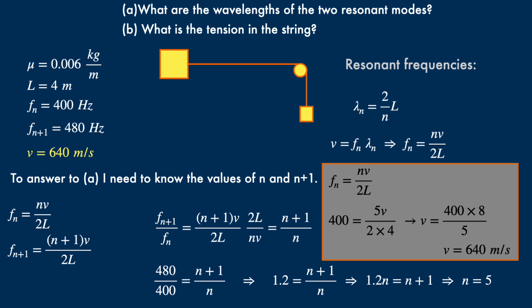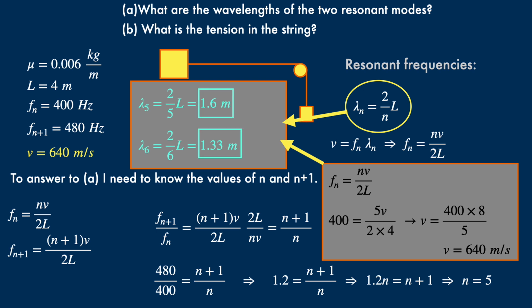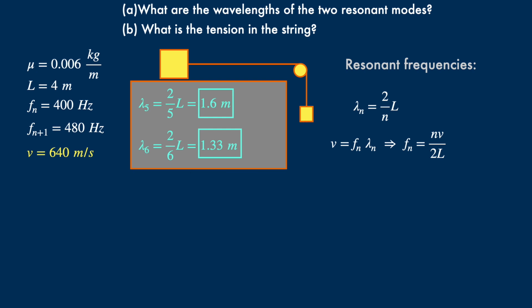With that in hand, now we can go back to the general expression of lambda, 2 divided by n multiplied by L, and then substitute n equals 5 and n equals 6. In this case, one is consecutive of the other one. For that, we get that one of the wavelengths is 1.6 meters and the other wavelength is 1.33 meters.